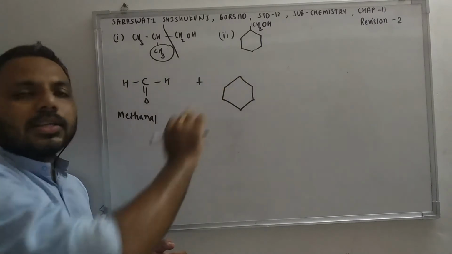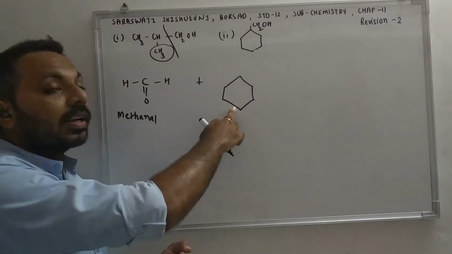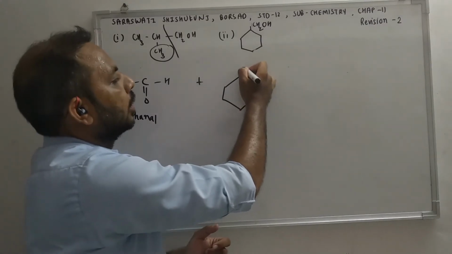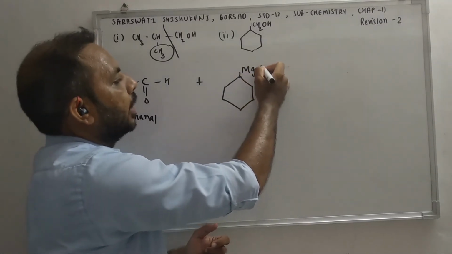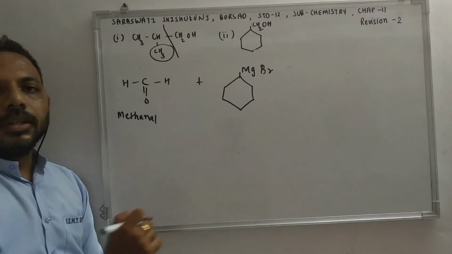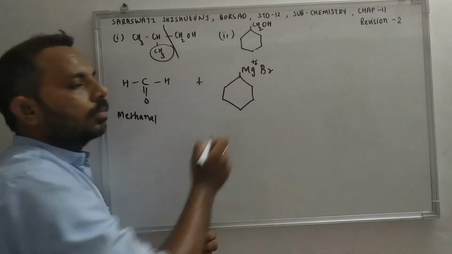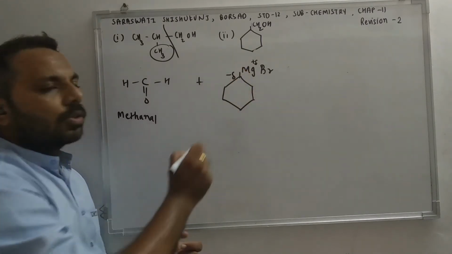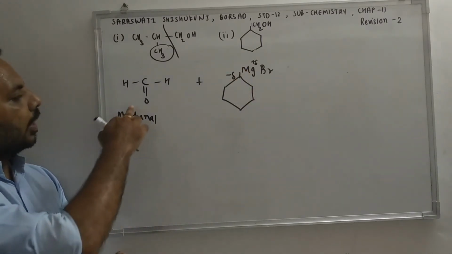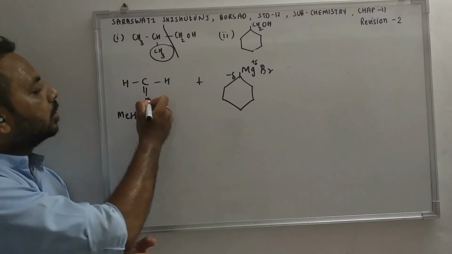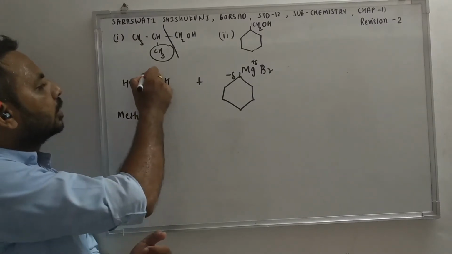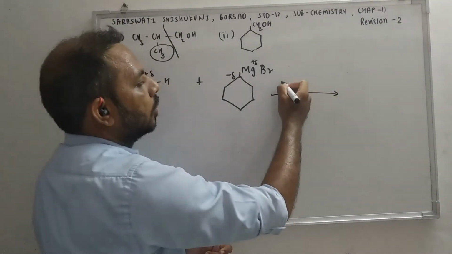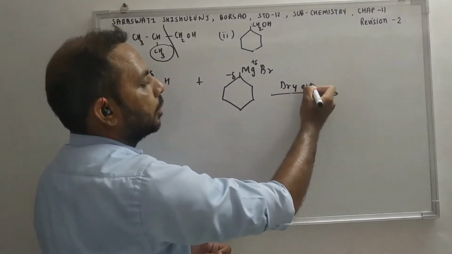Now our product has cyclohexane, so our Grignard reagent should have cyclohexane, and since it is a Grignard reagent, it will have MgBr. Mg has a positive charge, so this cyclohexane ring has a negative charge, whereas in this case oxygen will have a negative charge and this carbon will have a positive charge. Now Grignard reaction is there, so we write dry ether.